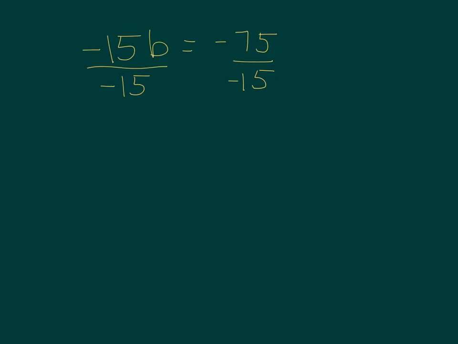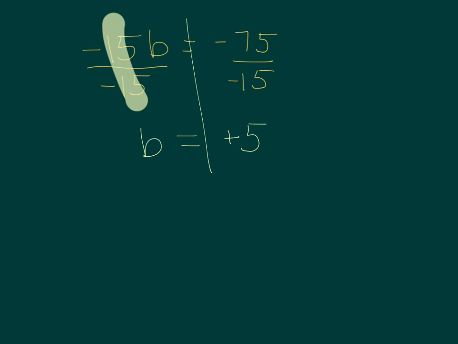So when I do that, these will cancel out, and all I will be left with on the left-hand side is b. And then negative 75 divided by negative 15 is a positive 5, because a negative divided by a negative is a positive. So that's simple enough. Now we'll look at an example that has a fraction.